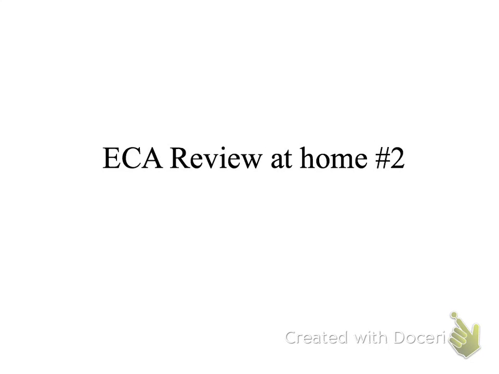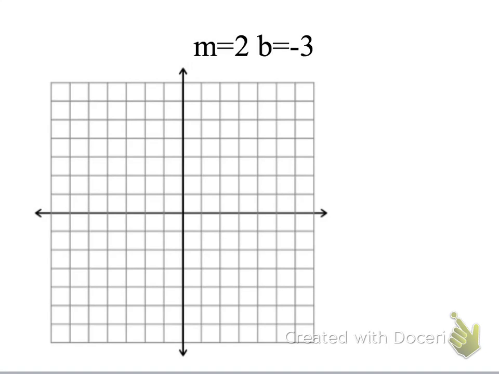This is going to be the second ECA review that we're going to do, so it's going to be more so graphing, and then we're going to throw a little bit from other chapters into it. Okay, so when I graph y equals mx plus b, b is where I begin, or the y-intercept, and m is where I move.